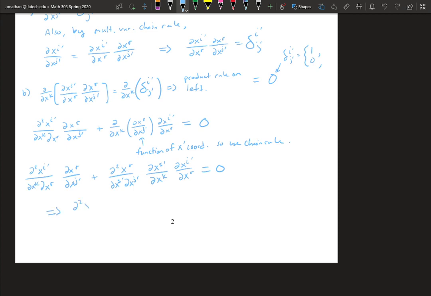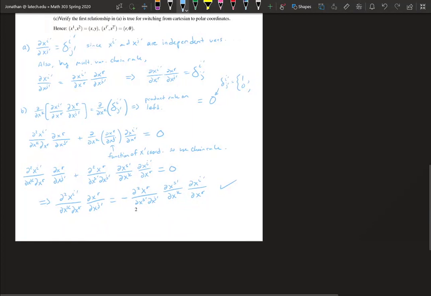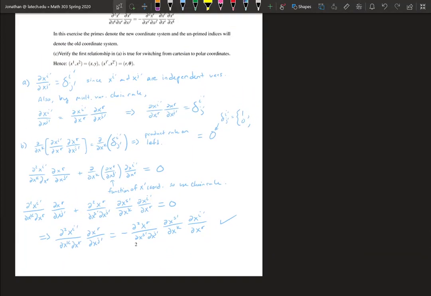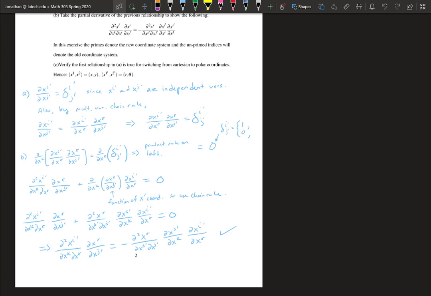It's partial squared xi prime, partial xk, partial xr, times partial xr, partial xj prime, equals negative partial squared xr, partial xs prime, partial xj prime, times partial xs prime, partial xk, times partial xi prime, partial xr. And that is the relationship we wanted to verify.